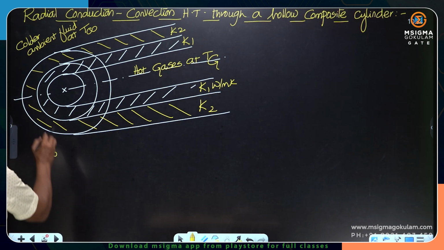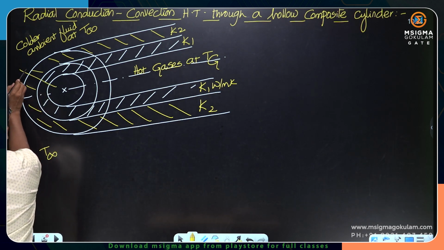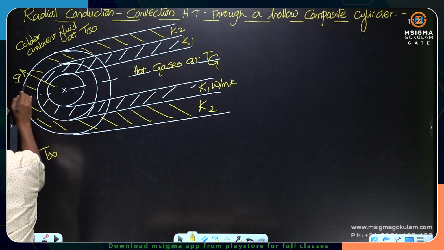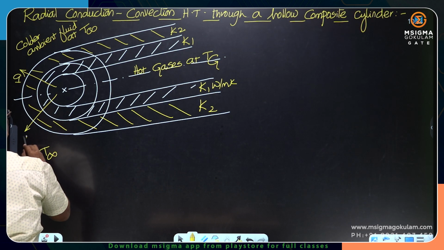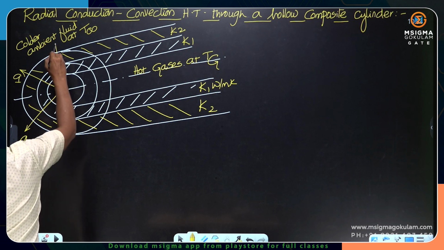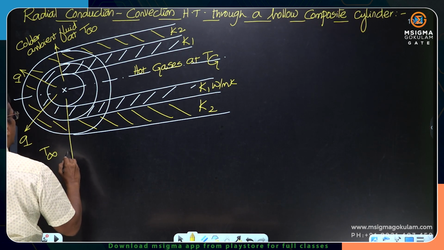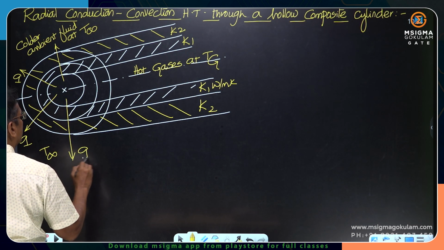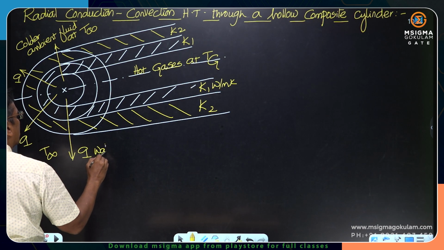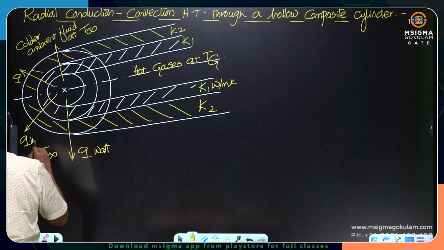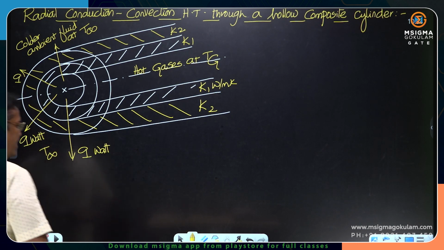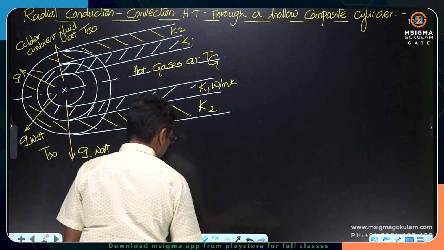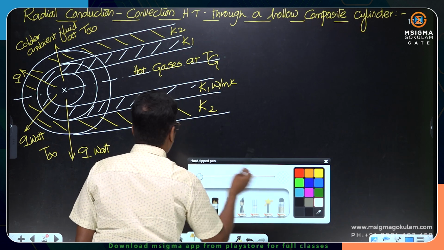So, there is a radial heat transfer happening between the hot gases and the ambient air. This is the radial heat transfer happening between the hot gases and the outside ambient colder fluid. L is the length of the cylinder.